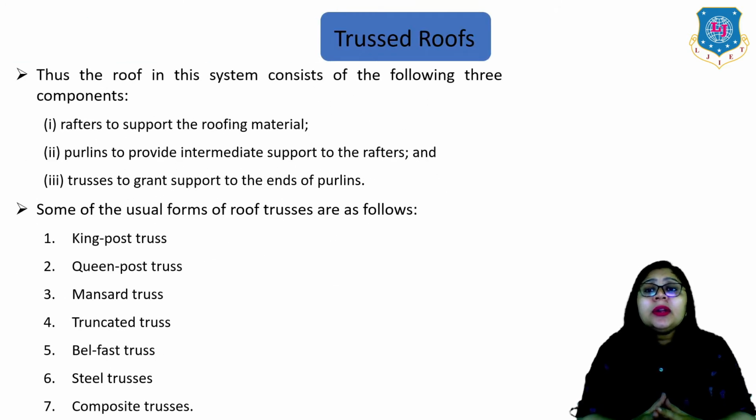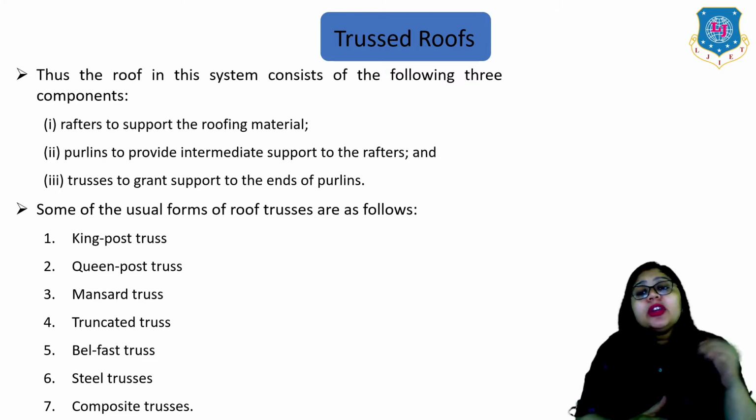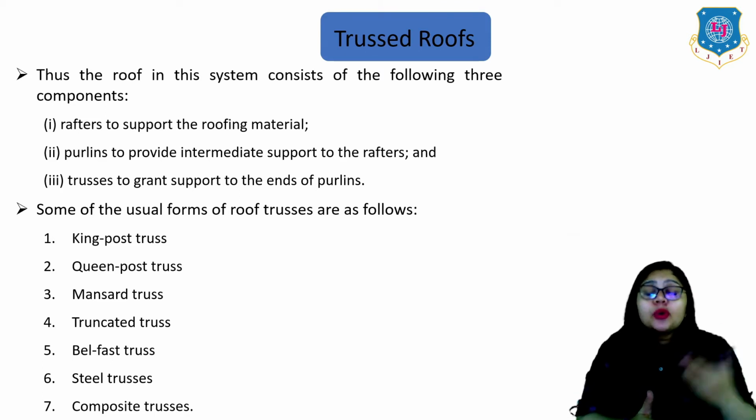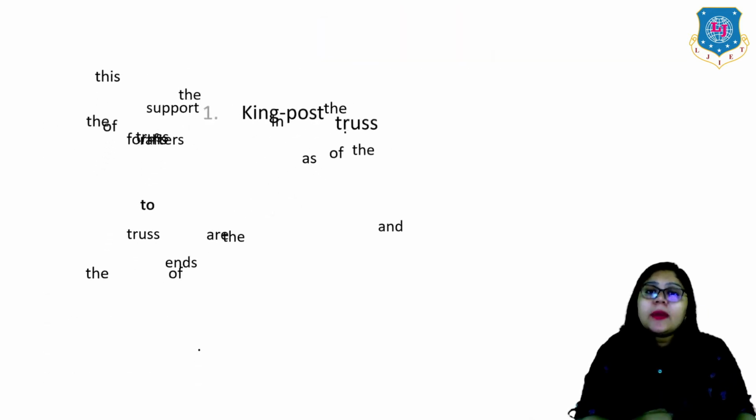Thus, the roof in this system consists of the following three components. First is the rafters, which support the roofing material. Second is the purlins, to provide intermediate support to the rafters. And last is the trusses, to give support to the ends of the purlins. Some of the usual forms of roof trusses are as follows: king post, mansard, truncated, Belfast, steel and the composite. Let us understand all one by one.